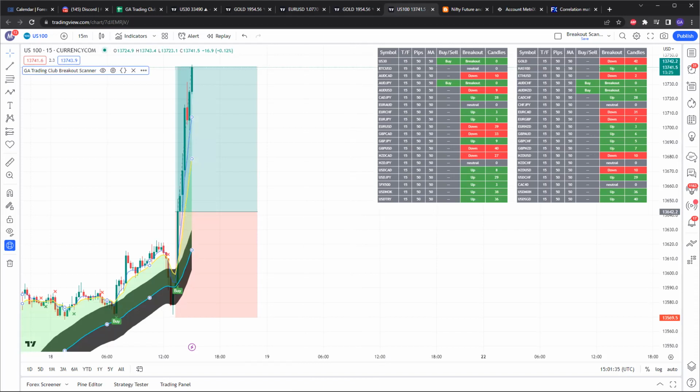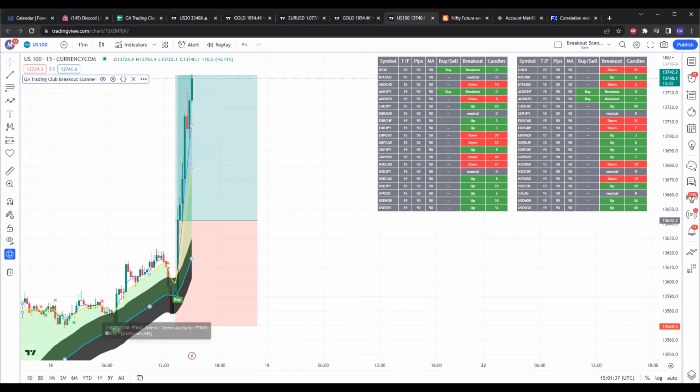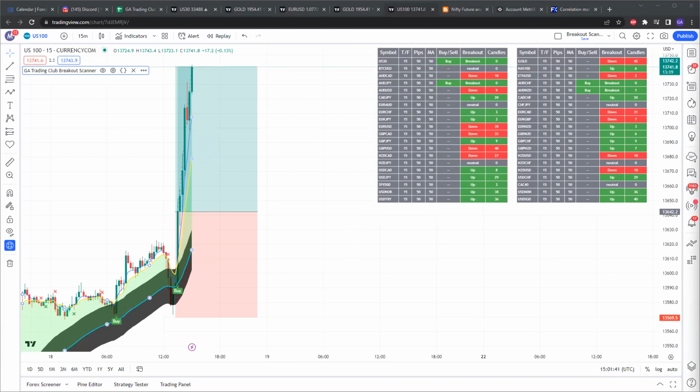And there you go. I'm out of the NAS trade. As much as that hit TP, I'm not going to count it, but I did make a good amount on that. And this is a 100 pip move, so that's huge on an index. That's why I also want to learn NAS, because it always makes big moves like that. I know Steven trades NAS.